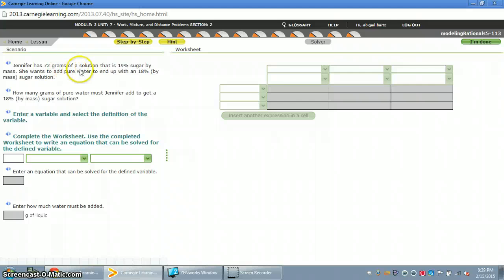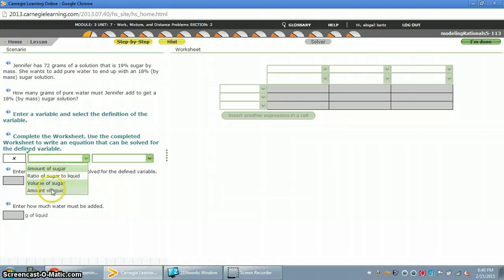Jennifer has 72 grams of a solution that is 19% sugar by mass. She wants to add pure water to end up with an 18% by mass sugar solution. How many grams of pure water must Jennifer add to get 18%? Enter a variable, so x. And then what do they want us to find? How many grams of pure water?